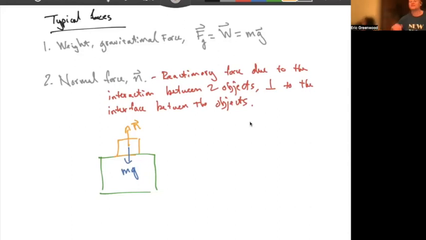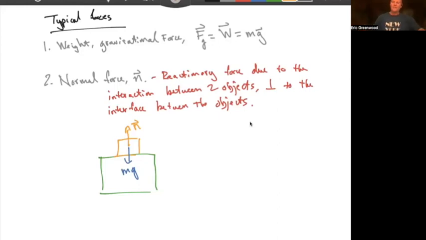So normal force then is a reactionary force between two different objects, where one of them can simply be a table or a track or anything like that. But again, it's a force that's there that says, hey, you can't fall through me because I exist. Right? I'm not made out of air. You can't pass through me. So you have to be pushed back in the other direction. And that direction that it's pushed will always be perpendicular to the surface between the two.